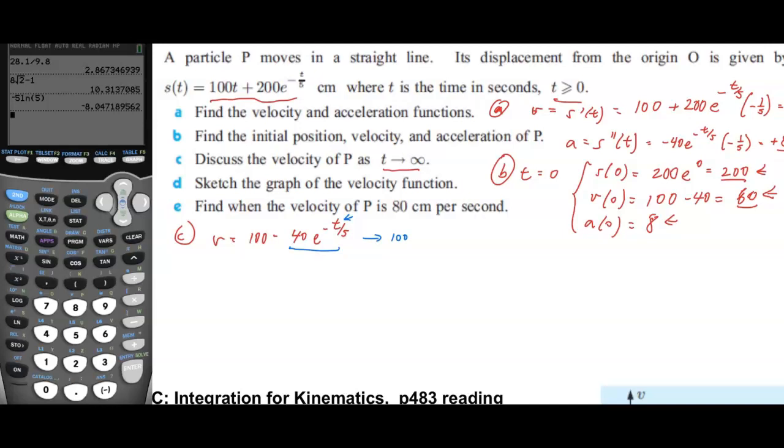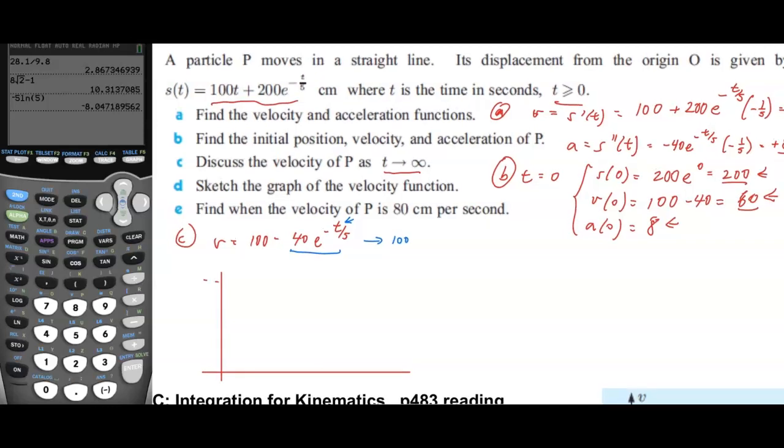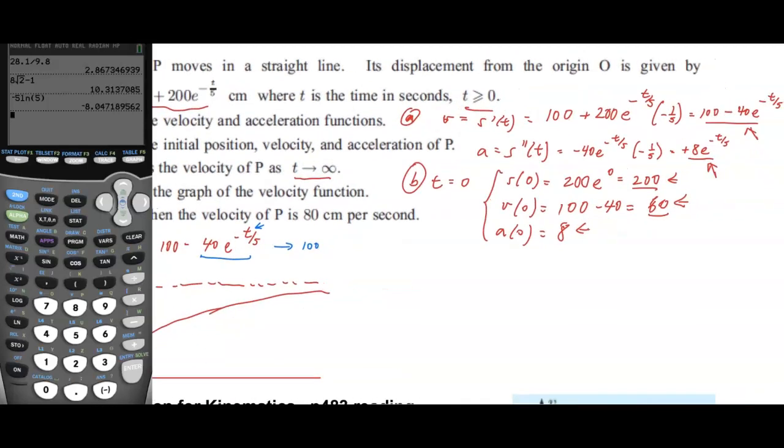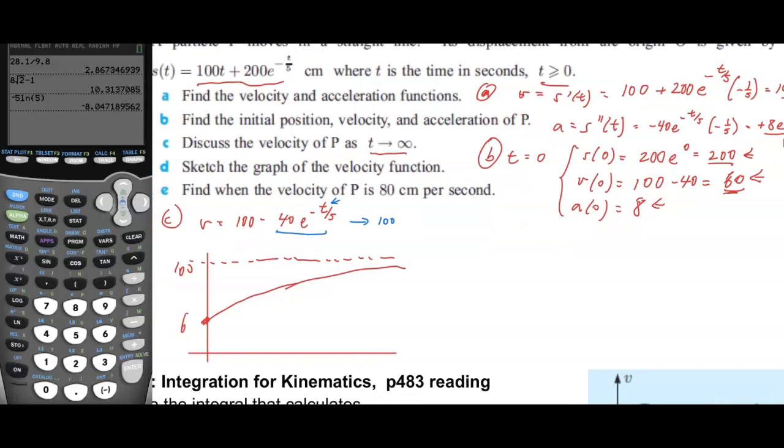Sketch the graph of the velocity function. So let's do a sketch. We know that the velocity function has an asymptote at 100, which the function is going to approach as t approaches infinity. Where does it start out? Remember that at the beginning the velocity starts out at 60, so the y-intercept would be 60. That is the sketch of the velocity function.